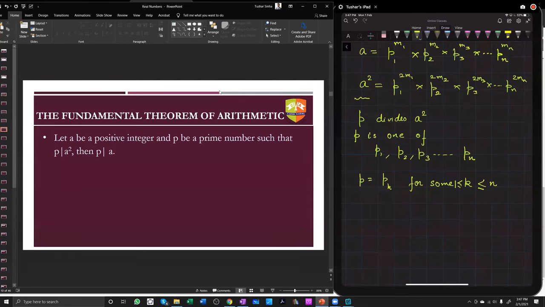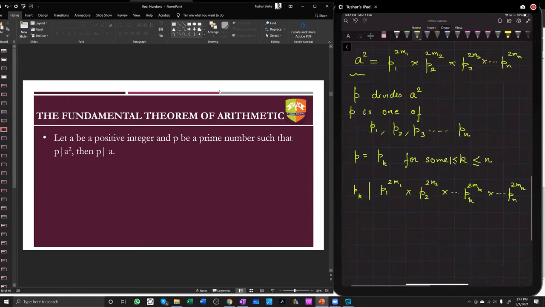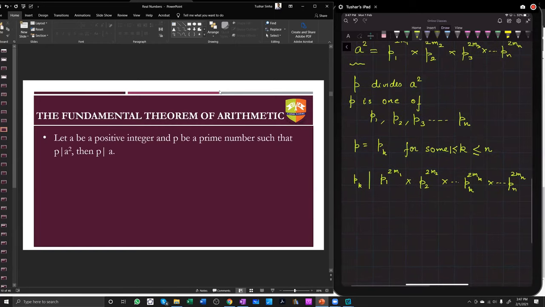Okay. Now, clearly, Pk divides what? P1 to the power 2m1 into P2 to the power 2m2 into so on and so forth. There will be a Pk here, one of the prime numbers. And I'm writing P k to the power 2mk into dot, dot, dot Pn to the power 2mn, isn't it? I can say that, right? So Pk is somewhere here.